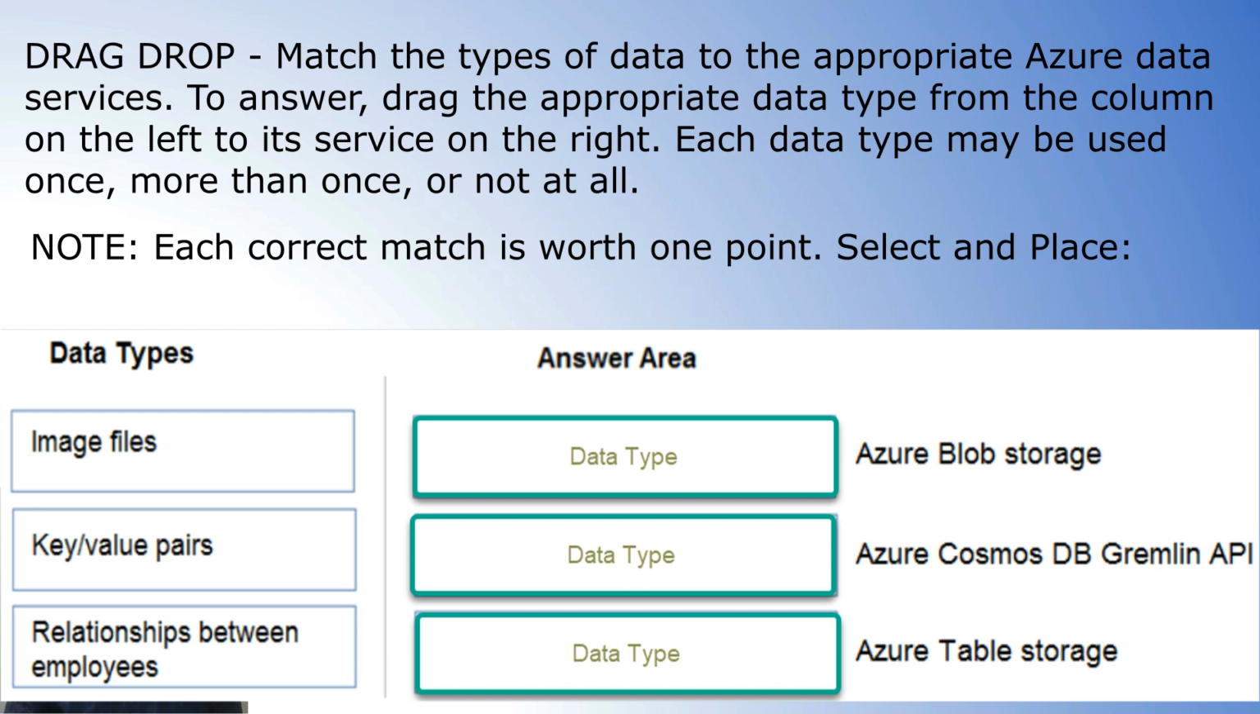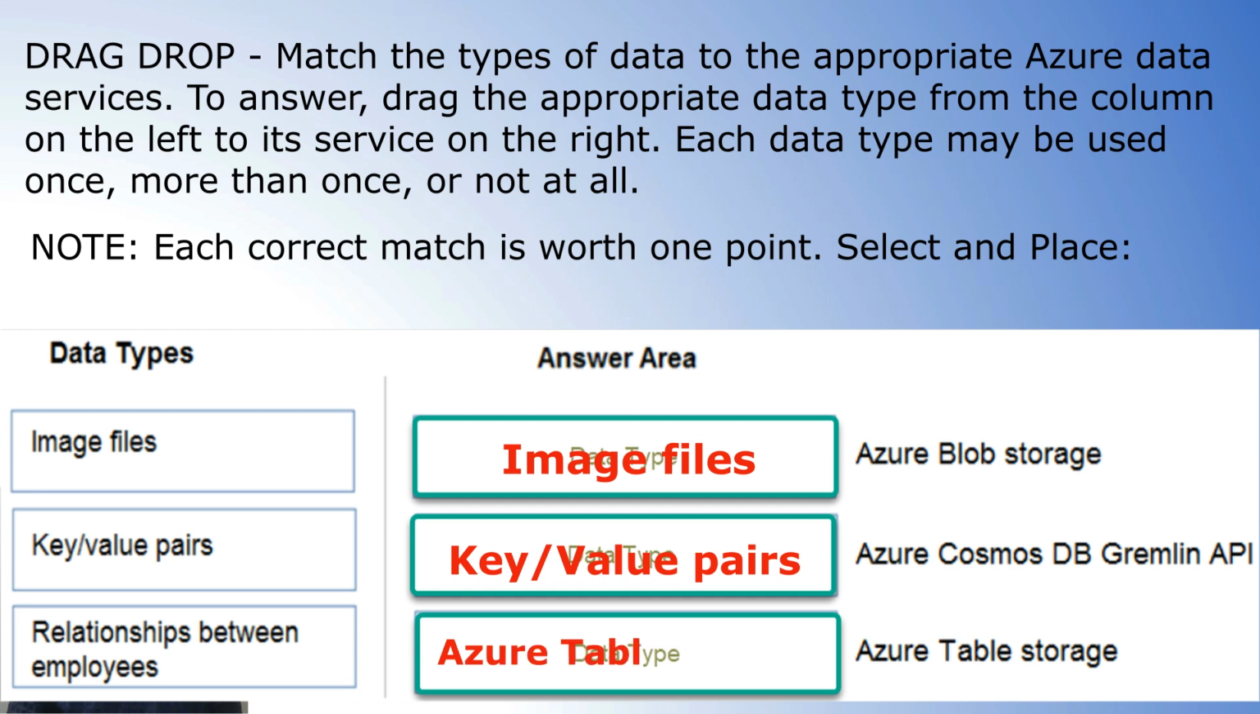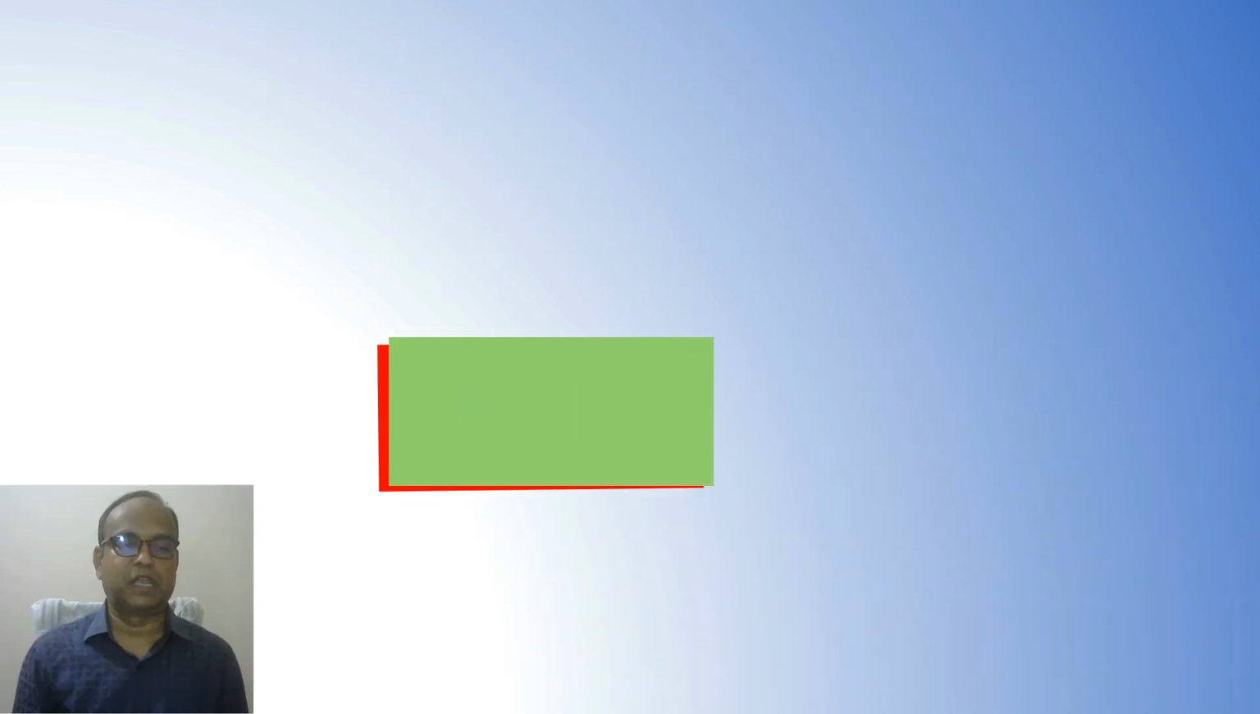Answer. For Azure Blob Storage, the appropriate data will be image files. The Azure Cosmos DB Gremlin API is key value pairs and relationships between employees. Data type is for Azure Table Storage. Next question.